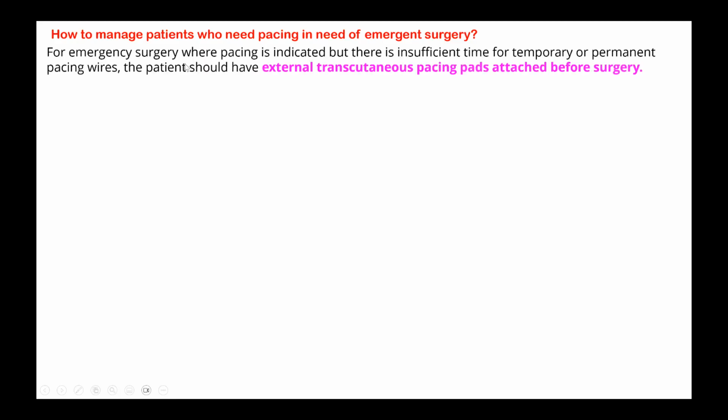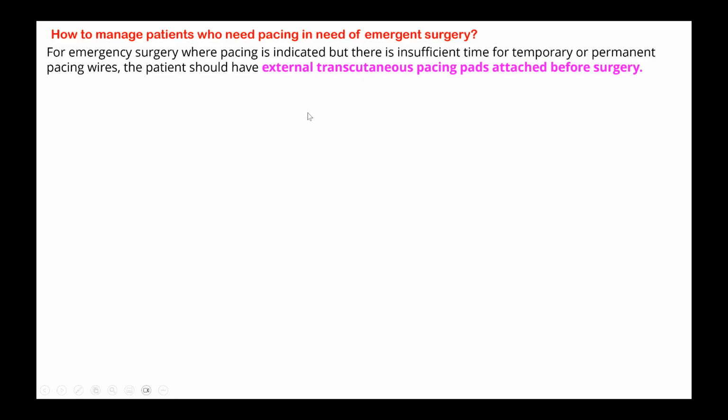Temporary and permanent. There is no time to implant a permanent pacemaker in such a situation, so you go for temporary pacing. For an emergency surgery where pacing is indicated but there is insufficient time, you can put external transcutaneous pacing pads on the patient. That is how you try to manage the situation, by transcutaneous pacing.